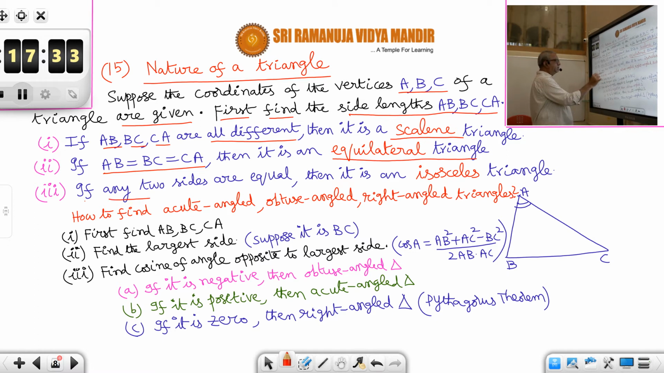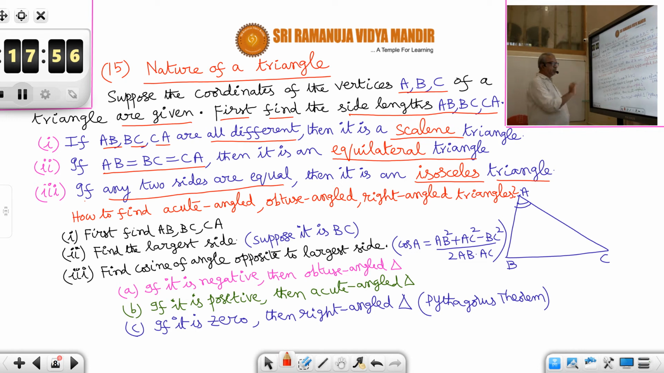Similarly, if any 2 sides are equal out of the 3 sides, and the third side is different, then it is called what? An isosceles triangle. So that is how you find whether it is a scalene triangle, an equilateral triangle, or an isosceles triangle.